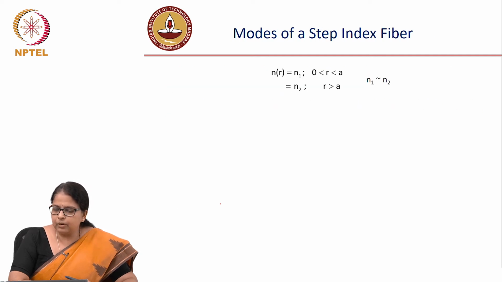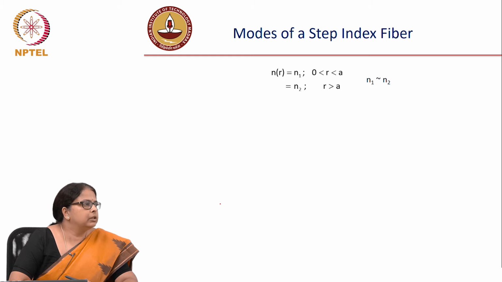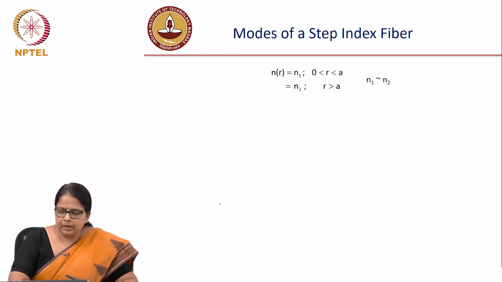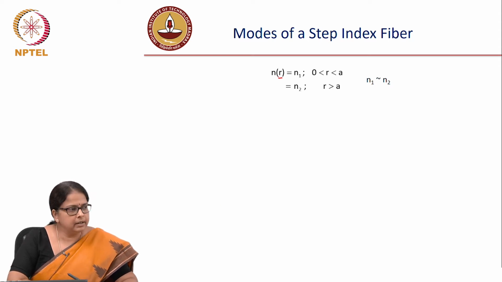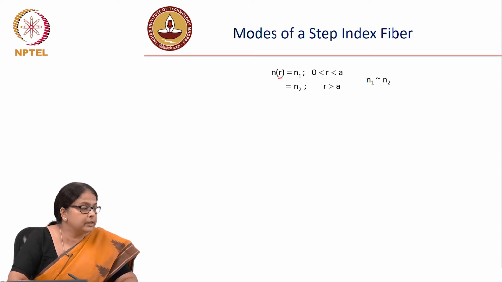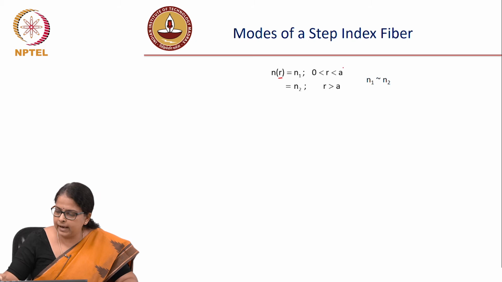Now, we are going to solve for, or find out, the modes of a step index fiber. For a step index fiber, the refractive index as a function of radial coordinate is N1 for 0 less than r less than A. So, A represents the core radius. When I say 0 less than r less than A, what should A represent? Radius of the core. So, remember, you will keep needing this A, whenever we say A, it is the radius of the core.